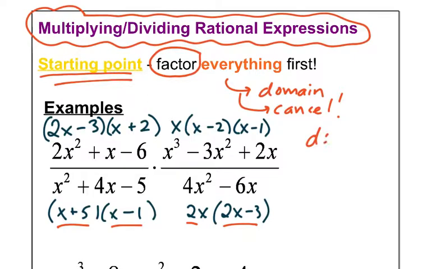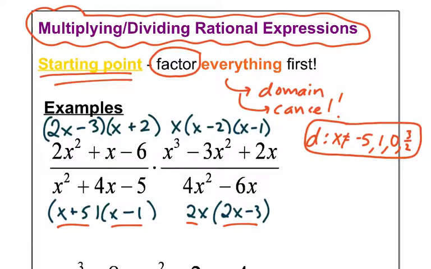Ready? What x value would make each of those 0? Okay, just moving left to right, x plus 5 would give me negative 5. So it can't be negative 5. Next one, can't be 1. 2x, where does 2x equal 0? Well, that's when x equals 0, right? So we can't have 0. And the last one, if you set that 2x minus 3 equal to 0 and solve, you would get 1.5 or 3/2.